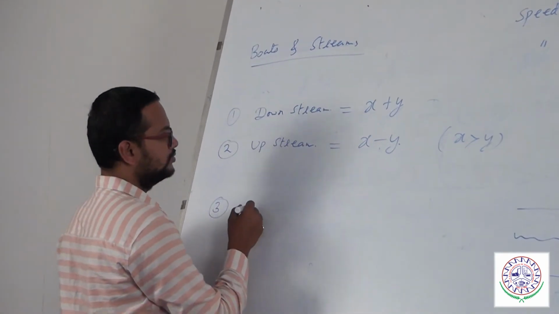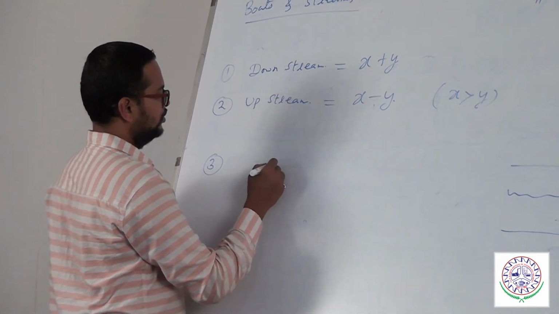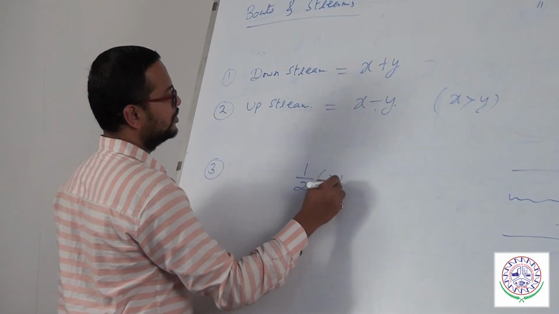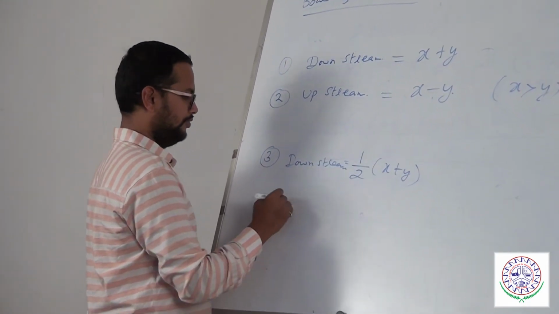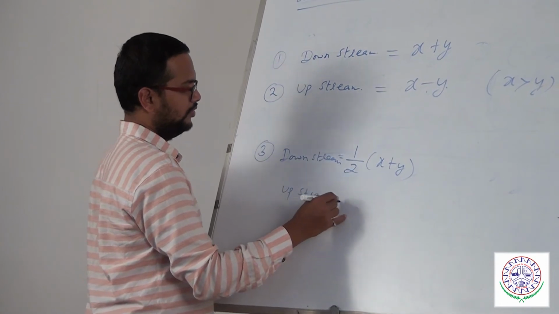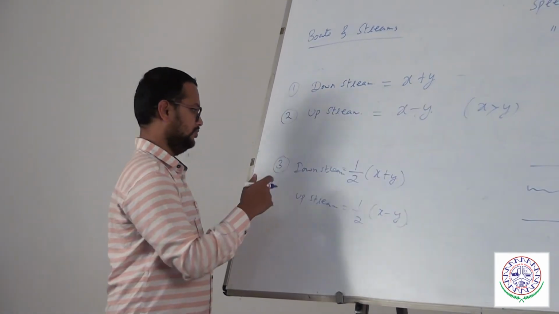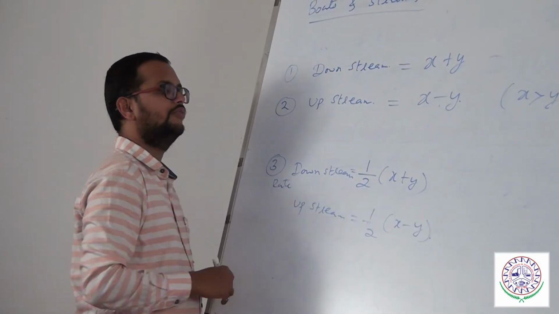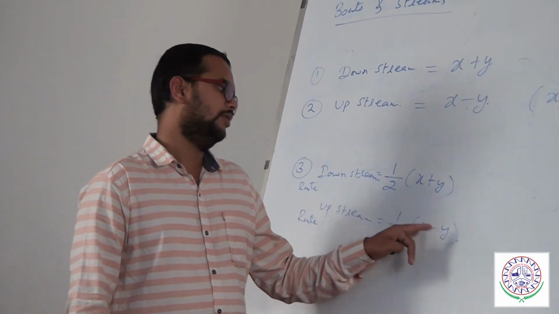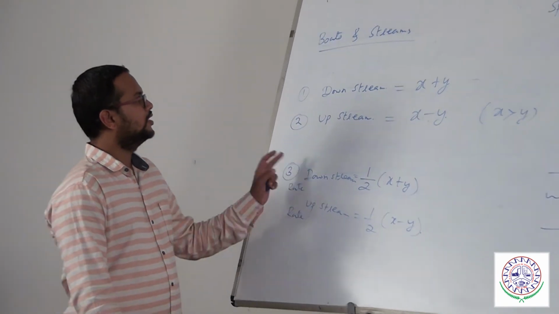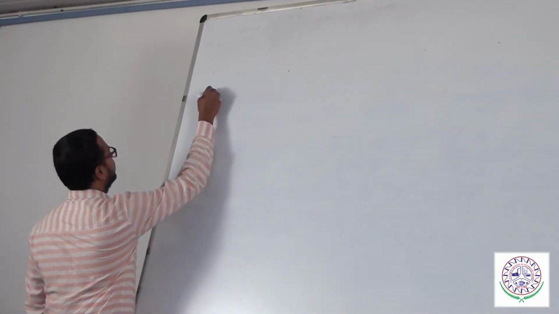We can calculate the speed with respect to 1 by 2 into bracket x plus y if it is downstream, and if it is upstream, we can make it 1 by 2 into bracket x minus y. Finding the rate of downstream and rate of upstream, we can find it with respect to x plus y into 1 by 2, x minus y into 1 by 2. So these are the basic formulas which are required for boats and streams.